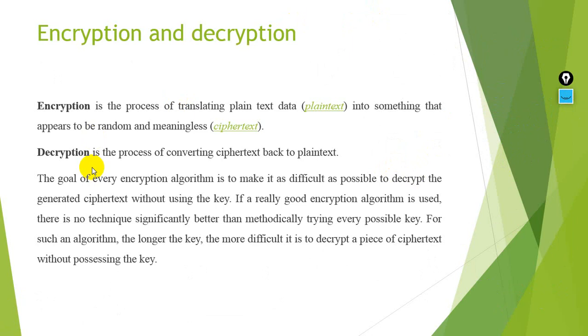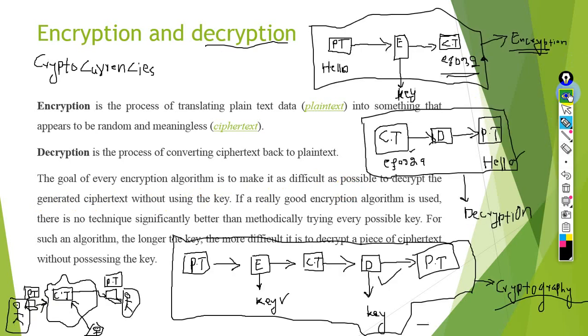The goal of every encryption algorithm is to make it as difficult as possible to decrypt the generated cipher text without using the key. So now, what does this sentence mean? This sentence means that the goal of an encryption algorithm, so when we want to encrypt a message, for the encryption of the message we will use some algorithm. So we have a lot of algorithms for encryption. So here let me just give you an example. For example, we have a Caesar cipher algorithm.